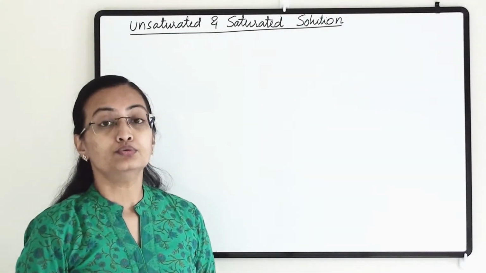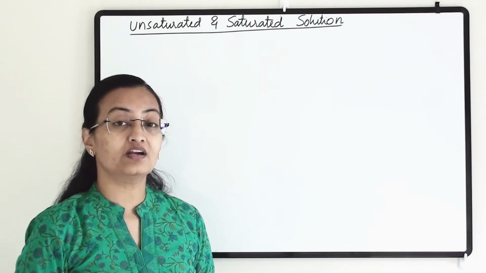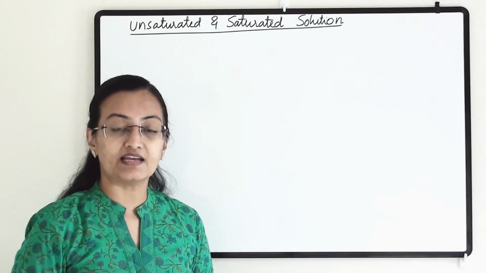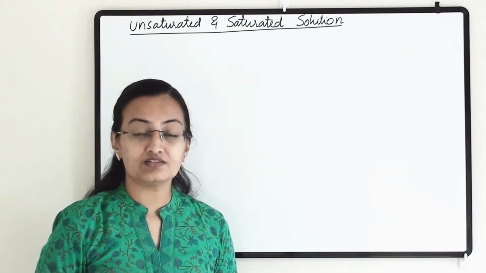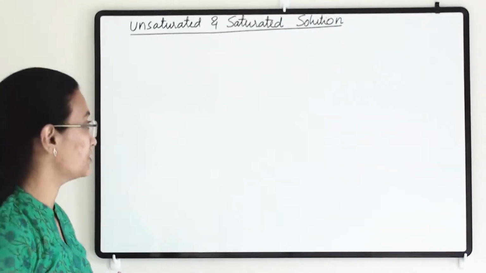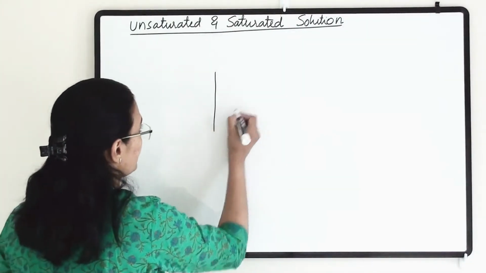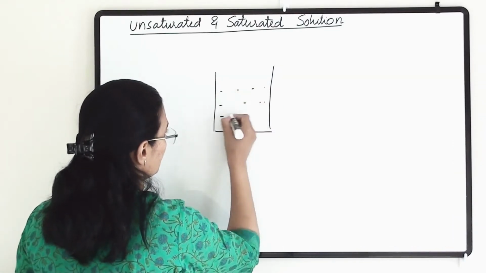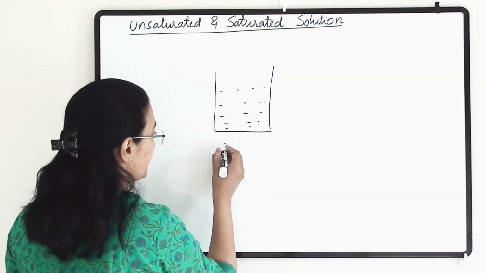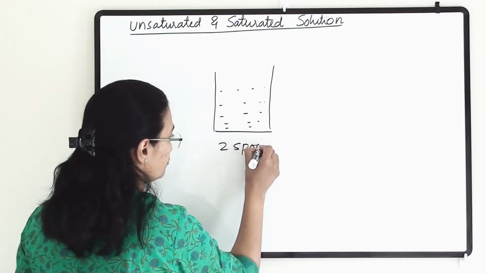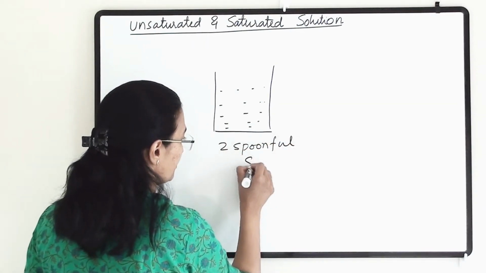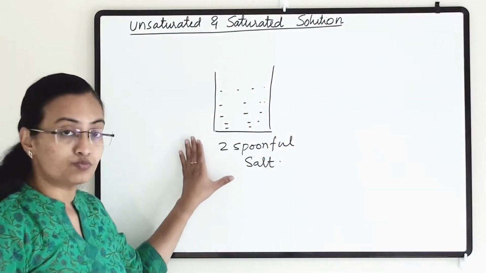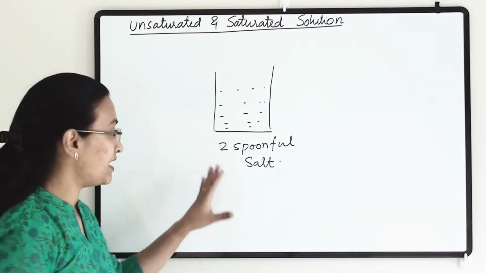With relation to the solubility of the solvent, there are two types of solution. First is unsaturated solution and second is saturated solution. Let us first understand unsaturated solution. I have taken here one beaker full of water, and I am adding 2 spoonfuls of salt into that. After adding this much salt, I am stirring it and making a solution.